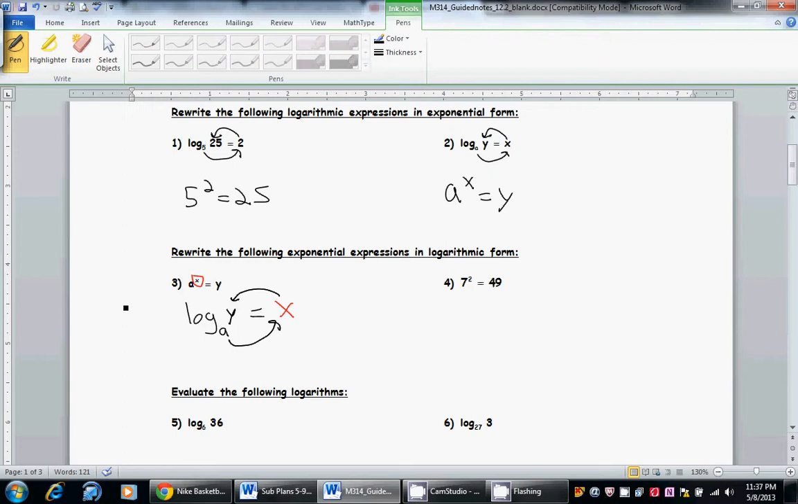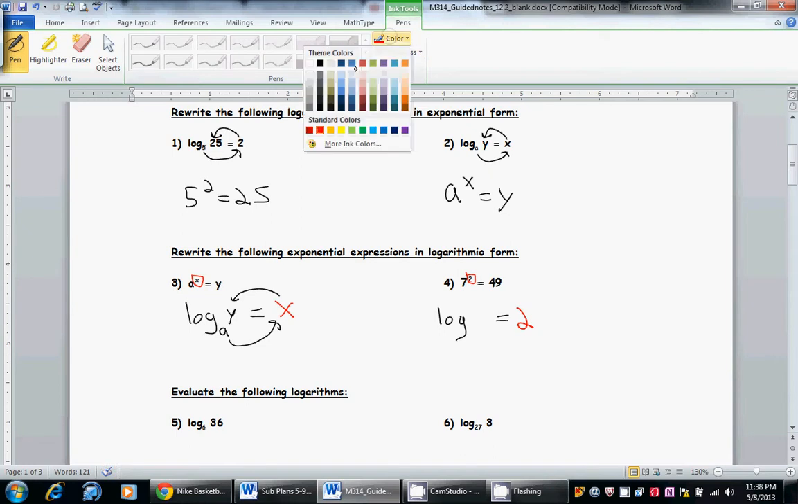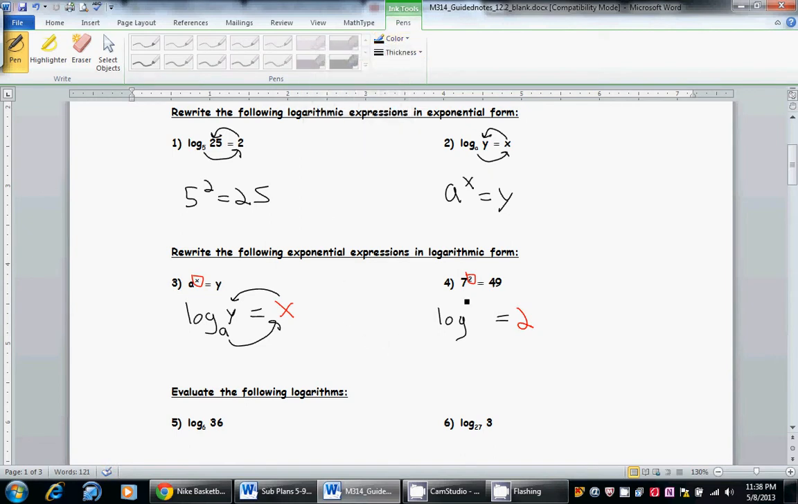Okay, let's do the same thing for 4. The log of something is going to equal the exponent 2. The base of the log is the same as the base of the exponent, and whatever I'm taking the log of is the number that's left over. Log of 49 base 7 equals 2, and again, this makes sense because 7 squared equals 49.